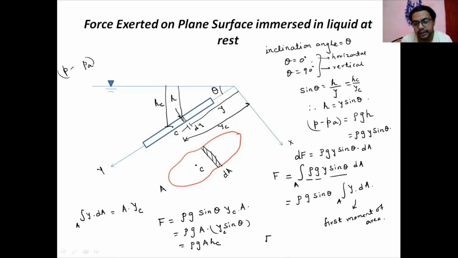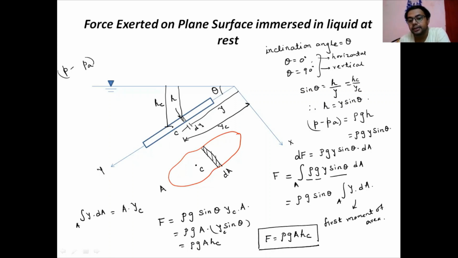So again, I am writing it: the total force exerted is rho, density of the fluid, g, gravitational acceleration, area into h. You have to find out the centroid of the plane surface and its depth from the free surface. That much amount of force will be acting.